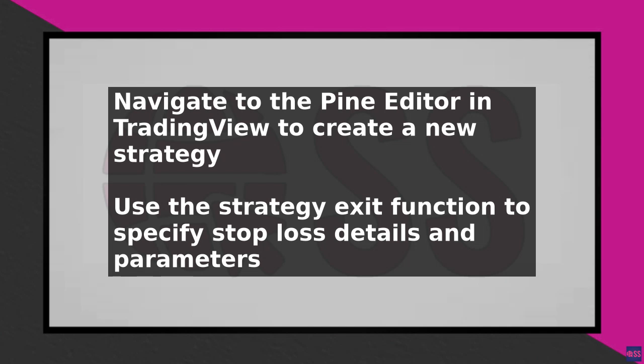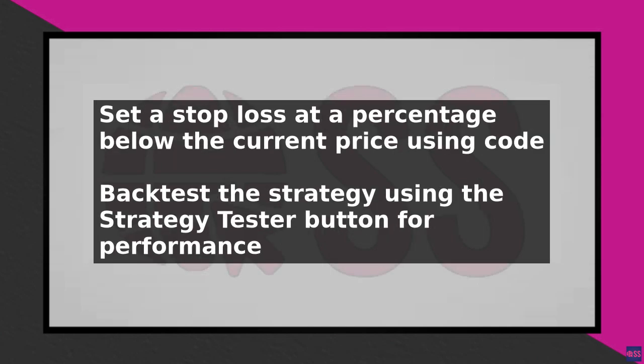After you have written your code, click on the Add to Chart button to add the strategy to your chart. You will see a green line on your chart indicating the stop loss level. To backtest your strategy, click on the Strategy Tester button, which is usually located at the top of the screen. This will allow you to see how your strategy would have performed in the past.